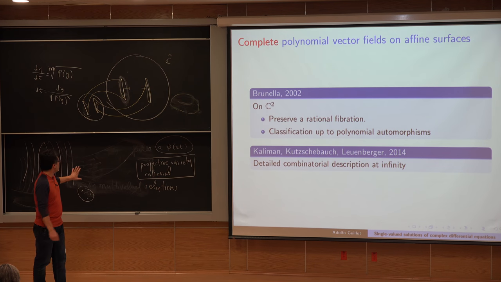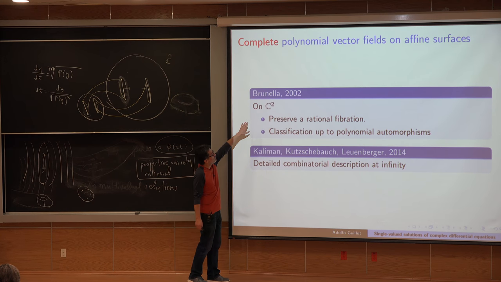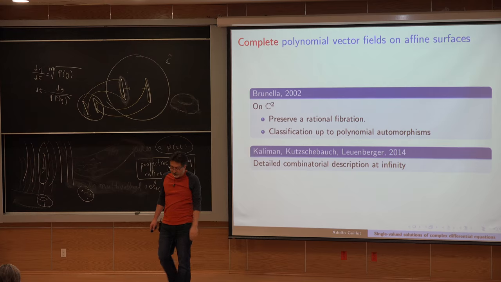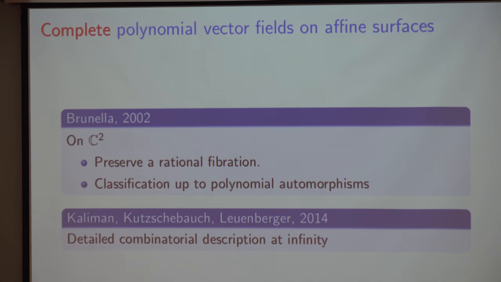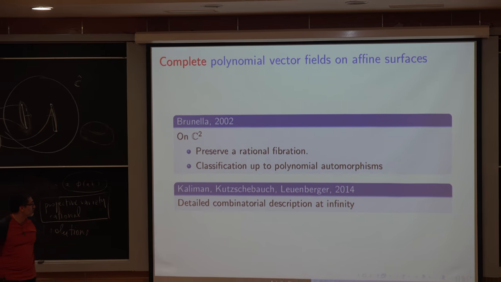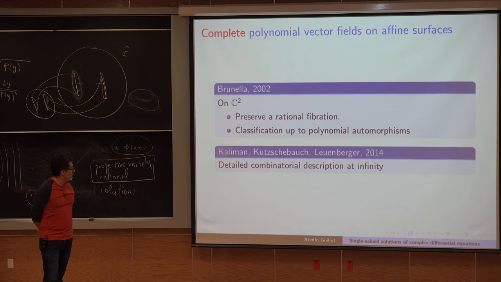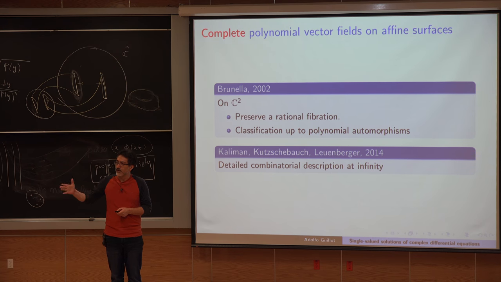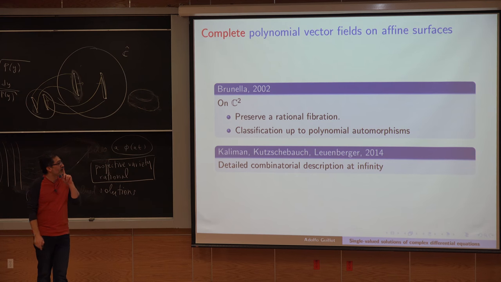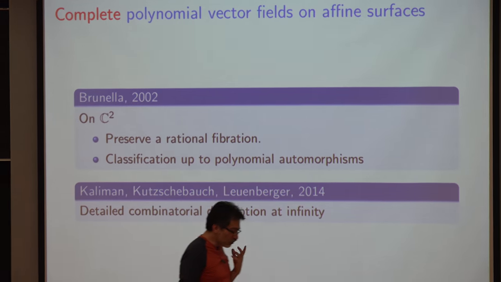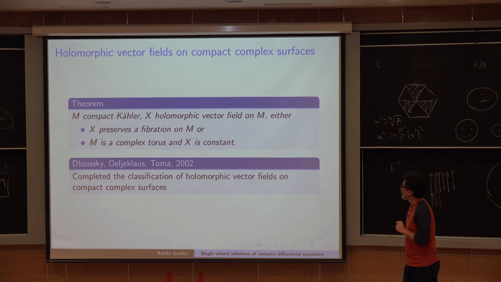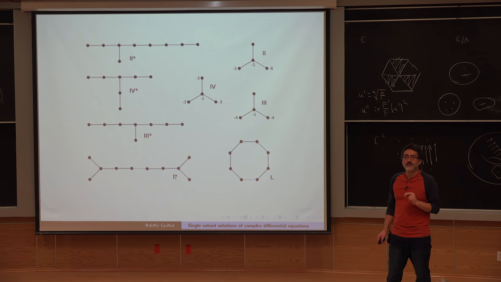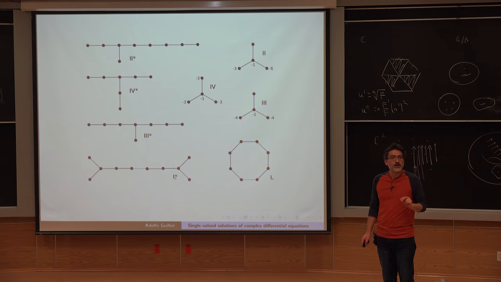And Brunella gave a classification that has common elements with the theorem I just stated. He proved, building on work by McQuillan and Suzuki, that they preserve a rational fibration, and then classified them up to polynomial automorphism. And more recently, Kaliman, Kutzschebauch and Leuenberger gave, for general algebraic surfaces, a complete description of how curves are arranged at infinity using the existence of this fibration. Okay, so the tools that I just described, I'm not really saying how we prove this theorem, how we conclude that the configuration of curves is this one.